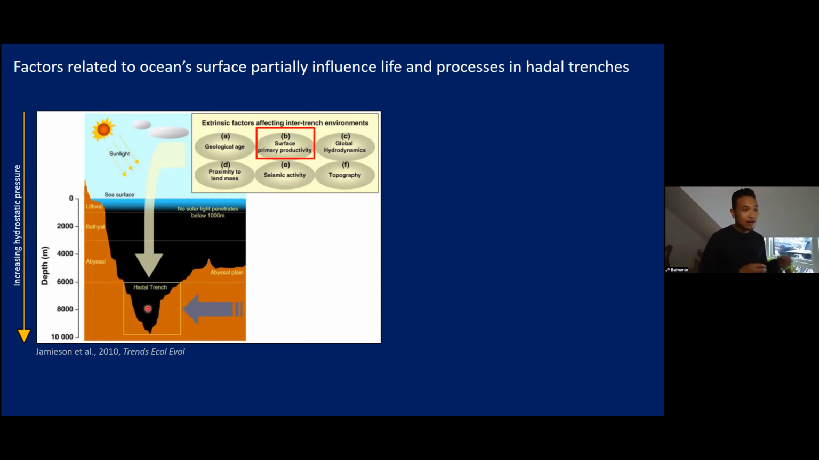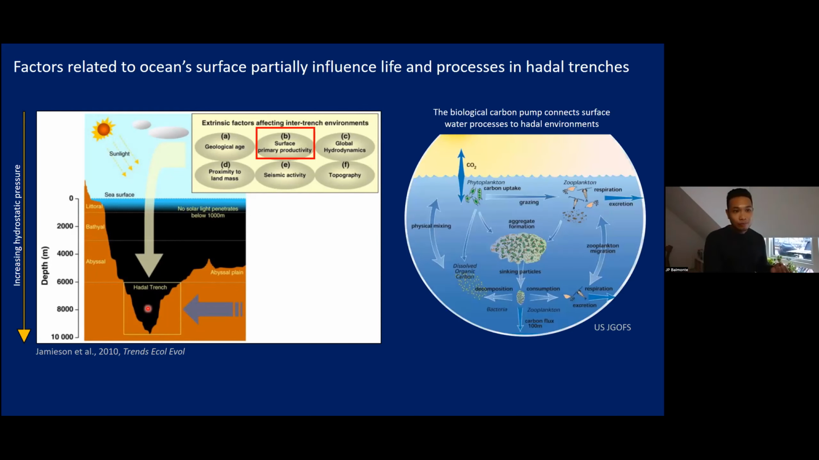One thing I'd like to focus on in terms of the factors that influence life in Hadal trenches is surface primary productivity. And essentially, we may be fairly familiar with this, but just in case, the biological carbon pump is that process that takes carbon dioxide from the atmosphere, fixed into organic carbon by primary producers in surface waters, and then exports that down to the deep water column. It is the process that links surface water to Hadal environments. And there's a lot of ongoing processes there, some of which I also have quite a bit of research interest in.